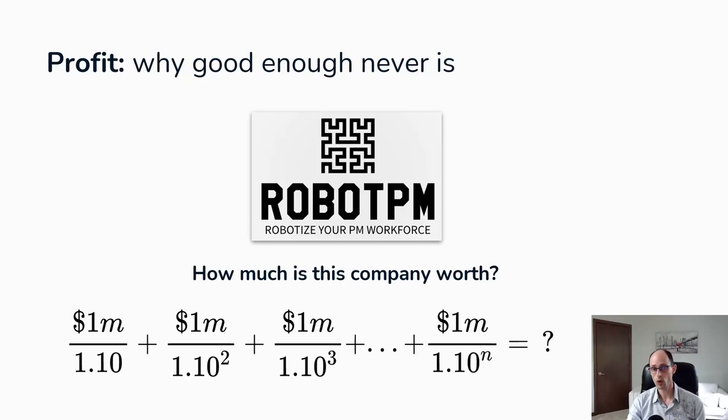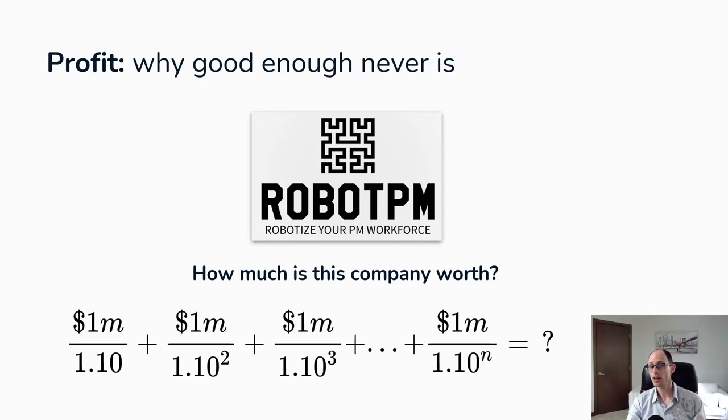And likewise, $1 million in profit that Robot PM should produce in 2 years is now worth 10% less than the $1 million that they should produce next year. And that amounts to just a little over $800,000 in today's money.